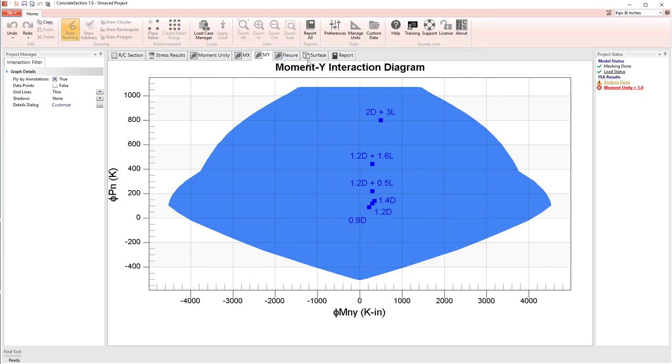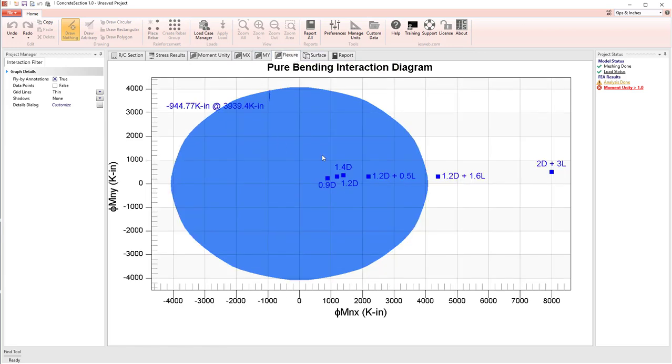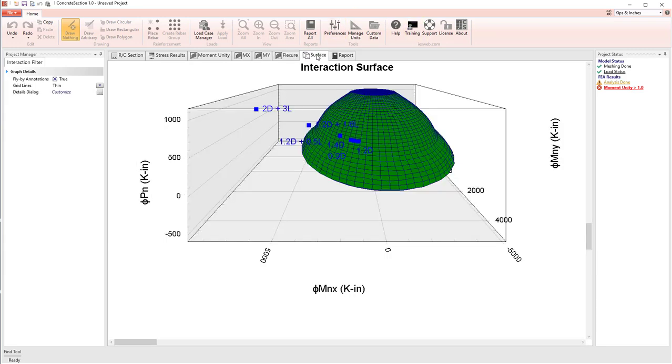Similar things for moment Y. If we look at the bending only diagram, we see also we have two outside the diagram. And if we look at the interaction surface, we see we have points outside the interaction surface.